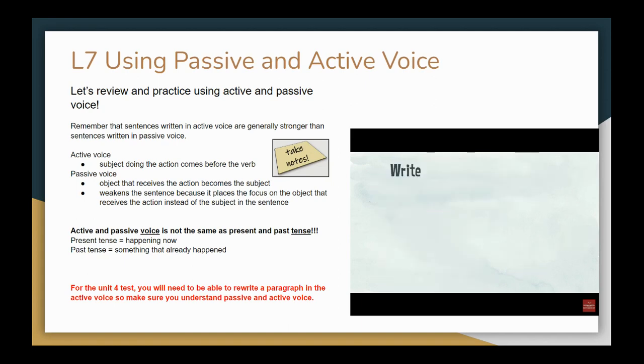Write one sentence in active voice and one sentence in passive voice.